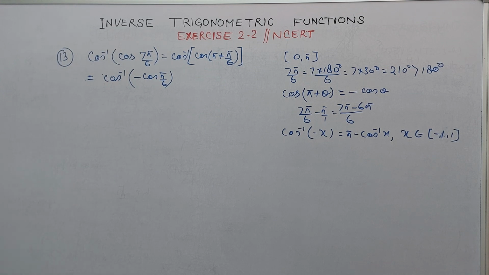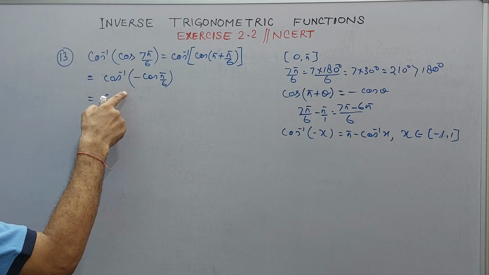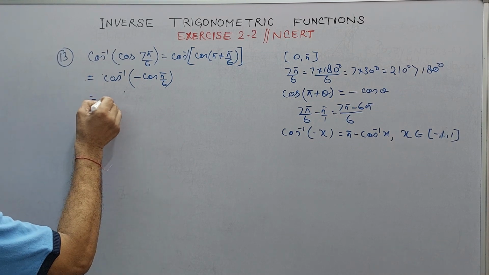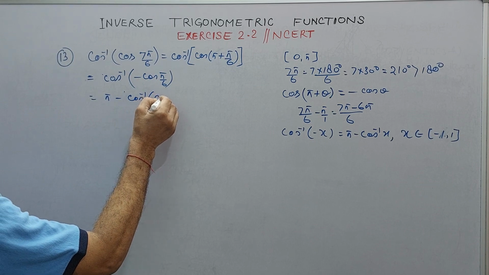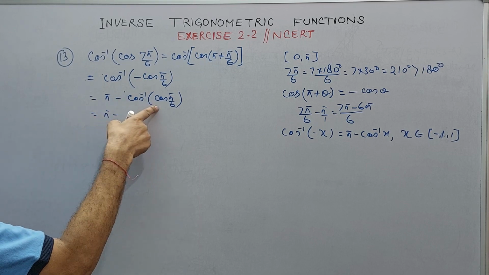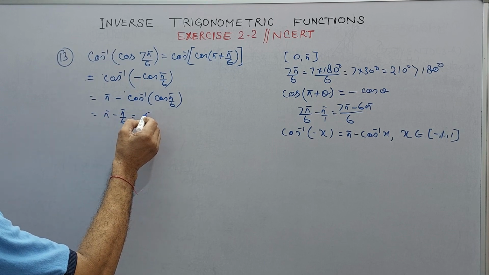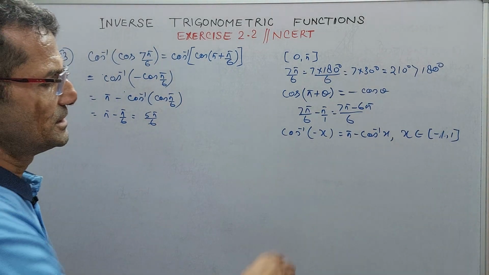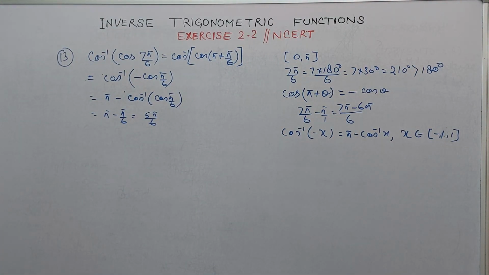So next, change this one: cos inverse. Now this will be pi minus cos inverse cos pi by 6, and the value of cos inverse of cos pi by 6 comes out as pi by 6. Now finally, after taking the LCM, 6 pi minus pi is 5 pi upon 6. This is the answer of question number 13. We should remember these formulas which I have utilized in this question.